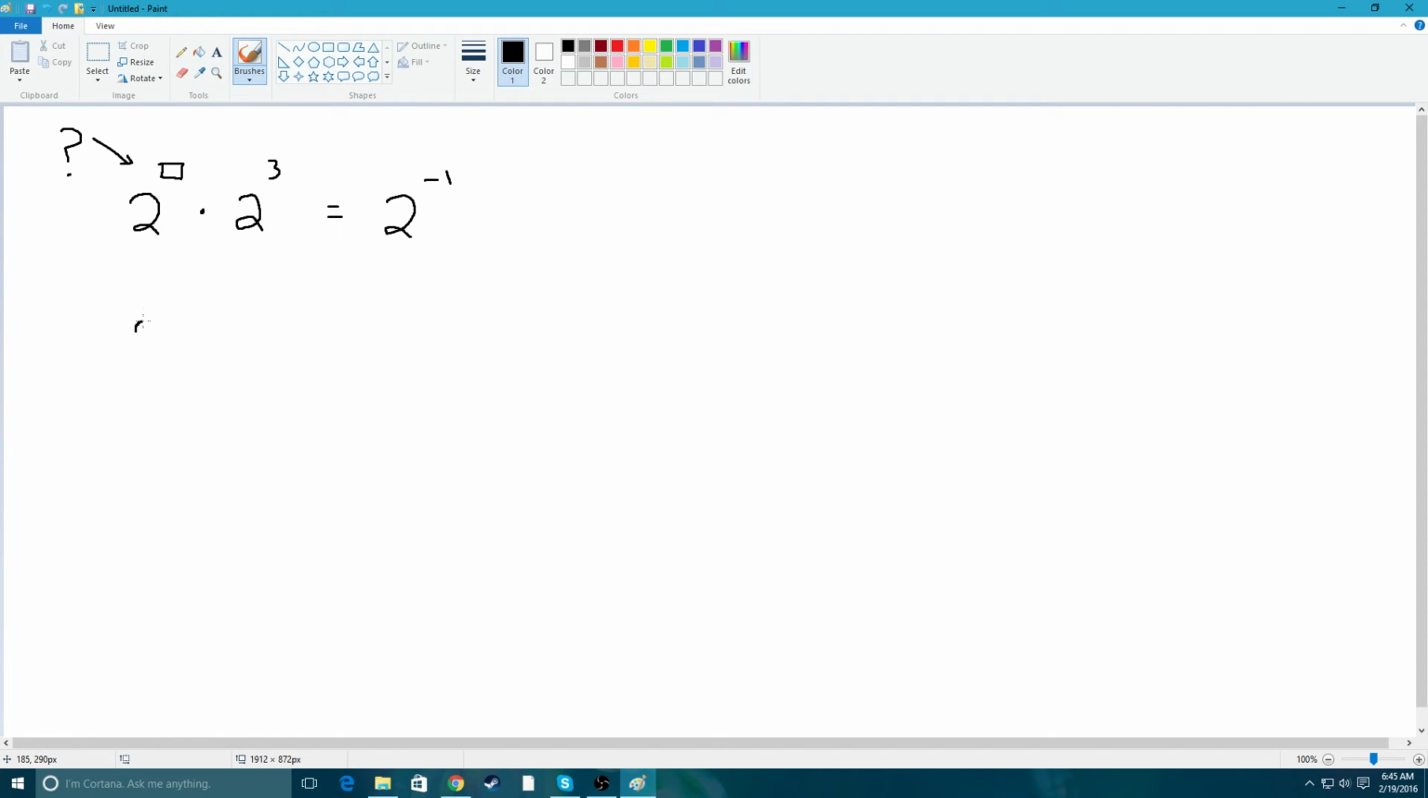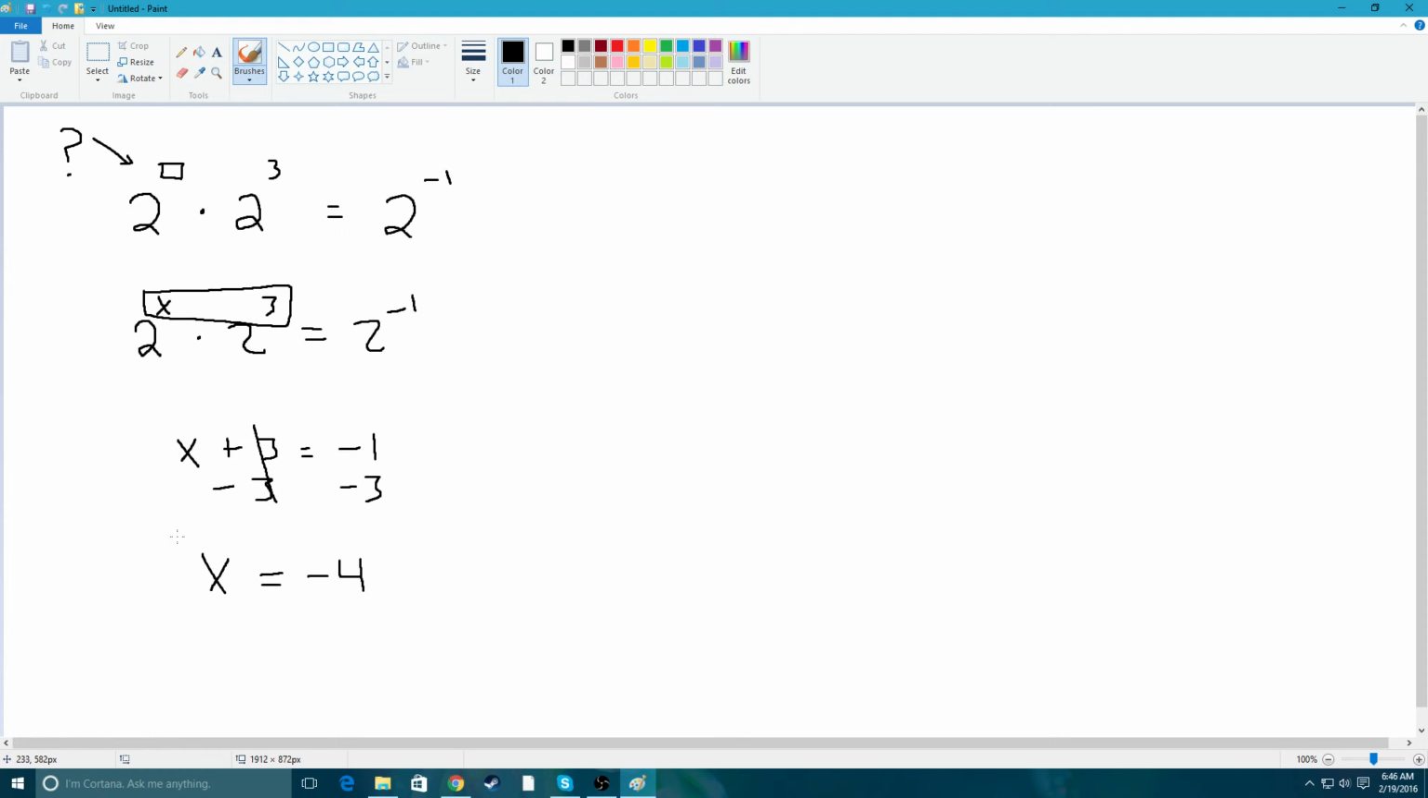We'll call that an x for now, and we'll solve for it. 2 to the x times 2 to the 3 equals 2 to the negative 1. Okay. So since we have the same base, we know that these exponents get added together. So x plus 3 equals negative 1. So to get x by itself, we subtract 3 from both sides, and we're left with x equals negative 4.